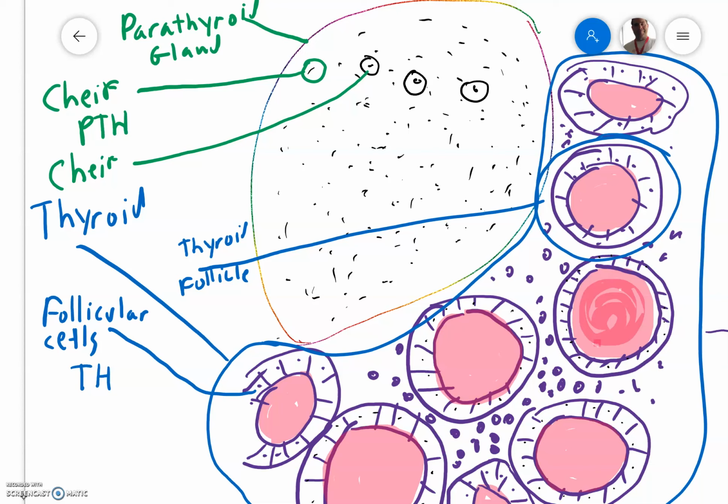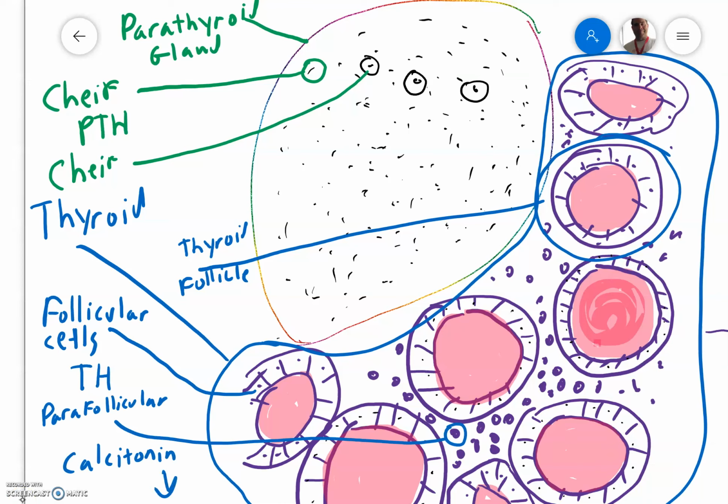Now, these cells in between the follicles are called parafollicular cells, and they make a hormone called calcitonin. Calcitonin lowers blood calcium levels, so they increase osteoblast activity and they inhibit osteoclast activity. So parathyroid hormone is going to raise calcium. Calcitonin lowers blood calcium. So this is what the thyroid and the parathyroid histology looks like. Again, you may have the glands separate or you may have it together.